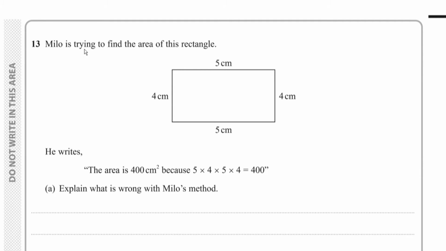Question number 13. Milo is trying to find the area of this rectangle. The rectangle has dimensions 5 centimeters by 4 centimeters. He writes, the area is 400 centimeters squared because 5 multiplied by 4 multiplied by 5 multiplied by 4 is 400. Part A. Explain what is wrong with Milo's method. To work out the area of the rectangle, what you should have done is 5 times 4.